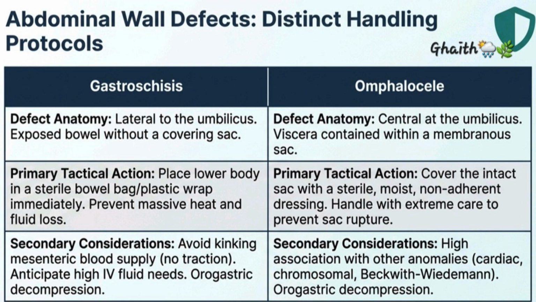avoid rupturing that sac. Omphalocele also carries a high association with other anomalies, cardiac, chromosomal, and Beckwith-Wiedemann syndrome, so a broader anomaly screen is warranted. Orogastric decompression applies here too. The one-line differentiator to remember: bowel bag for gastroschisis, protect the sac for omphalocele.